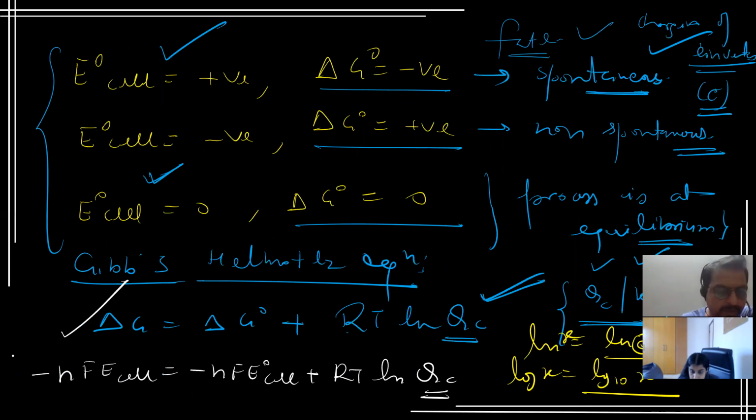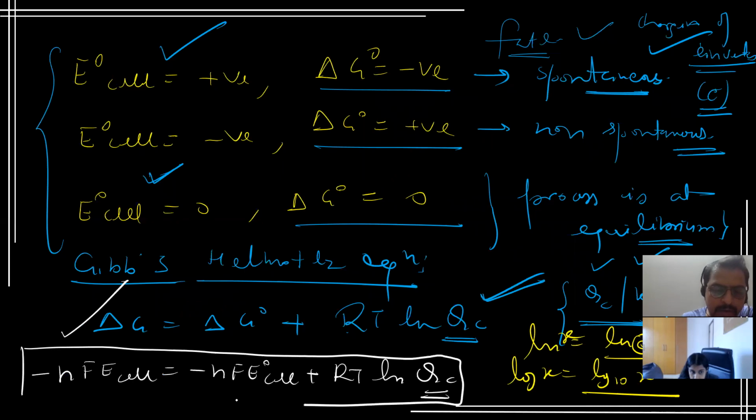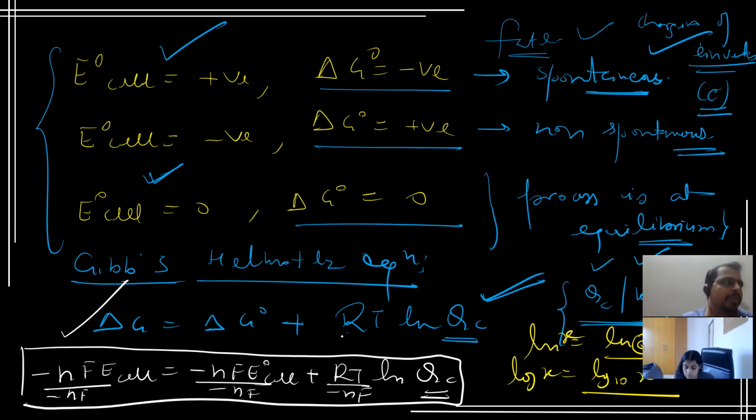Okay, so now we have got the fundamental equation. With the help of this equation, you will go for the next equation. Now divide the whole equation by minus NF. If you divide the whole equation by minus NF, you will get the new form of this equation, and that new form is the Nernst equation. Once you divide, it will be cancelled out, so it will become E cell is equal to E naught cell minus RT upon NF ln QC.